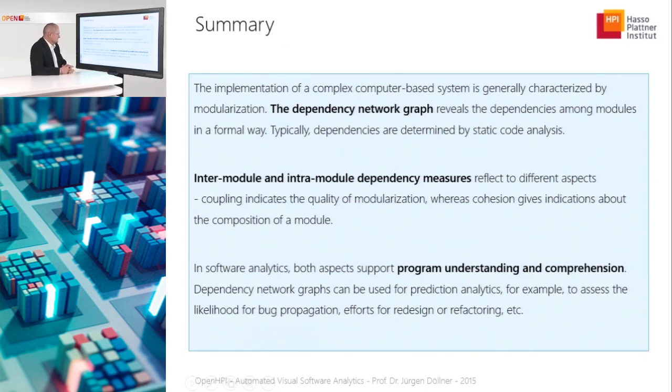Dependency network graphs can also be used for prediction analytics. So they play a certain role in prediction analytics. For example, if we want to assess the likelihood for bug propagation, efforts for redesign or refactoring, then we go back to the dependency network graph in order to find out which modules are closer to each other.